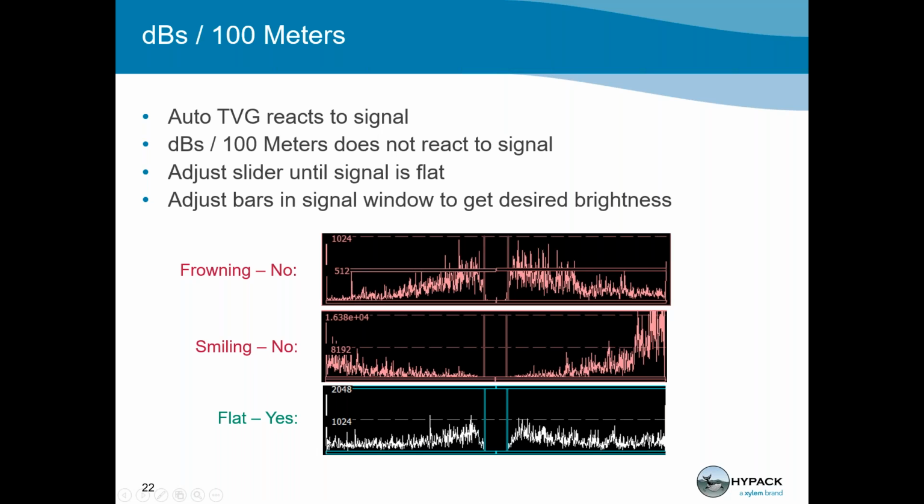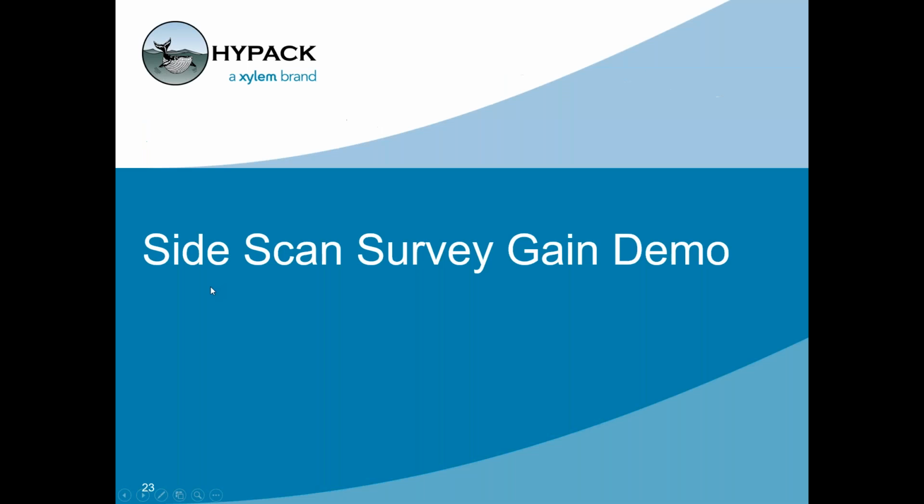So you can see here in the third example, the signal stays mostly flat throughout the entire swath. That is what we ideally want. And once you have a nice flat signal, you can click and drag on, it's a little hard to see in this image, but we'll show you in the demo, these green bars in the signal window and slide those up and down, and that sets the maximum brightness. So the lower you set that, the brighter your image will be. And again, we'll see that in the demo coming up right now.